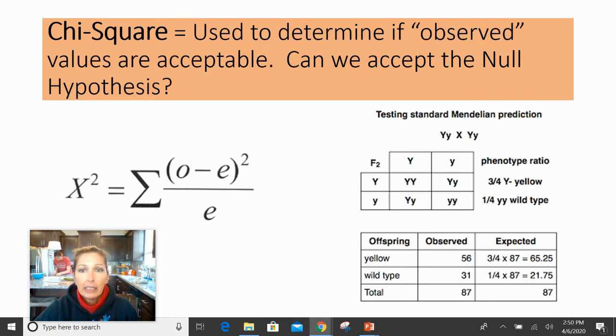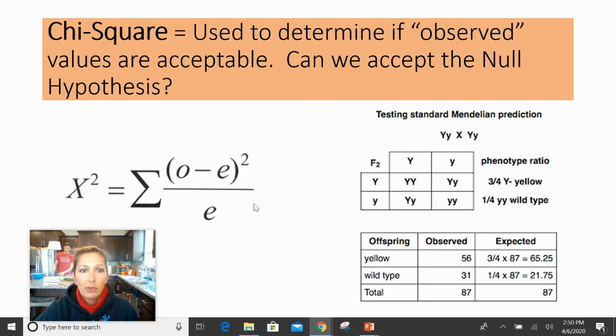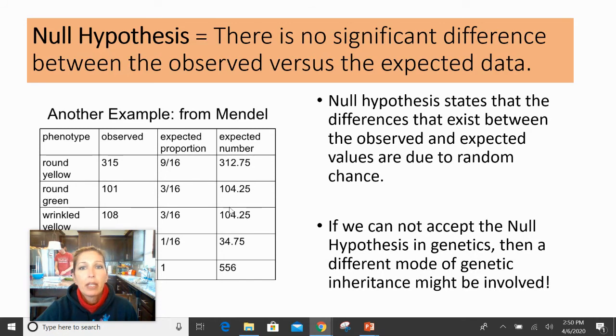Now, a couple things to know when we're doing a chi-square test. First of all, what we're trying to do is accept the null hypothesis or fail to accept the null hypothesis. So when we say the null hypothesis, that is the dead-on number of this is my expected. And so if we're accepting the null hypothesis, we are saying that there is no significant difference between the observed values versus the expected values.